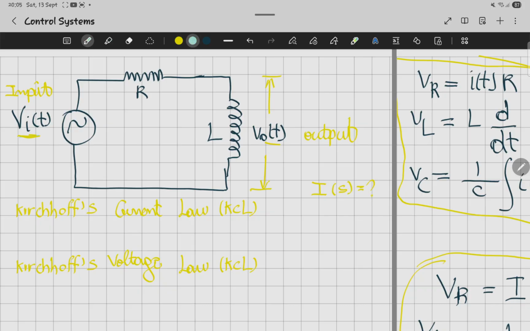Okay, so in this situation, what do you do first? We need first to analyze the circuit using Kirchhoff's law. We do have a Kirchhoff law for current and Kirchhoff law for voltage. So the input voltage, the one that you see here, will be equal to the sum of the components that we find in the circuit. So it's going to be VR plus VL.